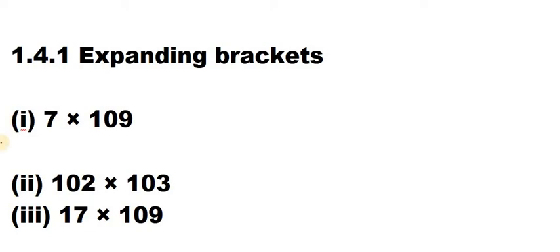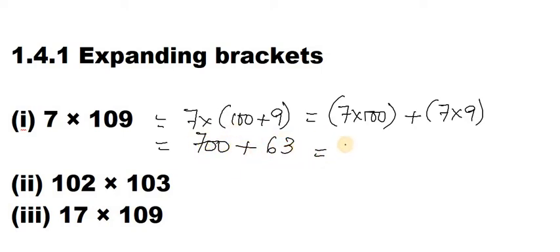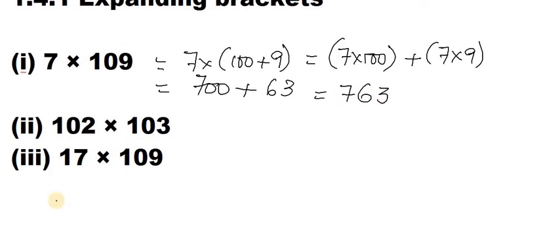Now what I am doing, 7 into 109 in expanding form, I am just writing 7 into 100 plus 9. Now I will multiply this 7 into 100 first plus 7 into 9. So this one can be written as 700 plus 7 9s are 63. After adding you will get 763. Okay. Now we will solve this.